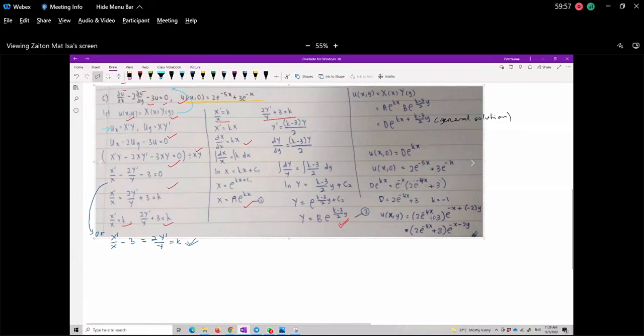And then times e to the power of kx. K is minus 1, so minus x. So plus, k is minus 1, minus 1, minus 3, minus 4, minus 4 divided by 2, minus 2y. So finally you get this one. Okay, the answer is correct. This is the answer.